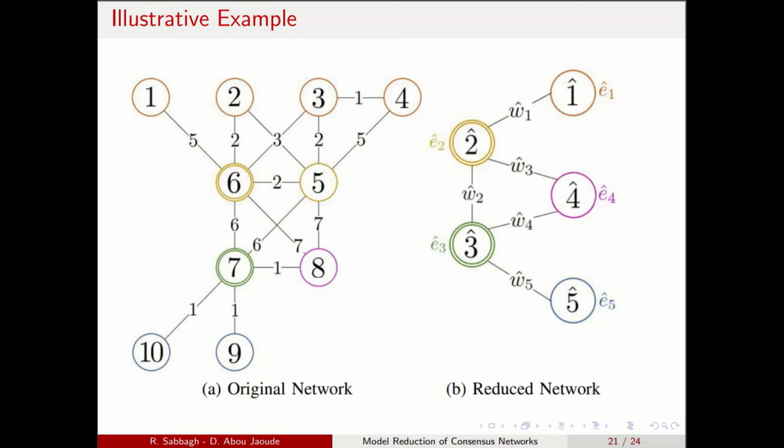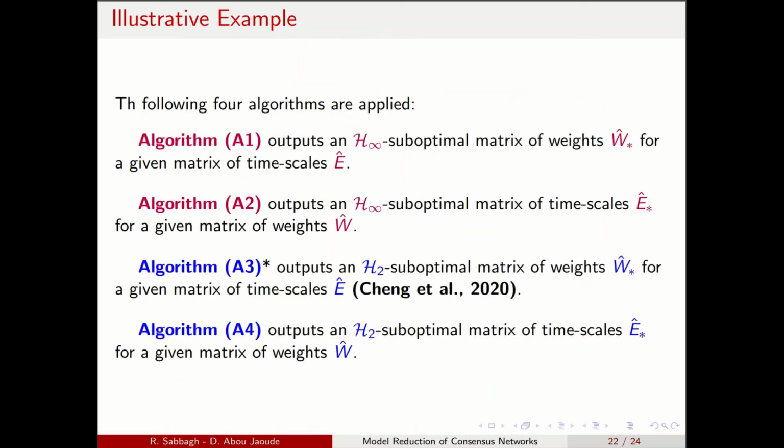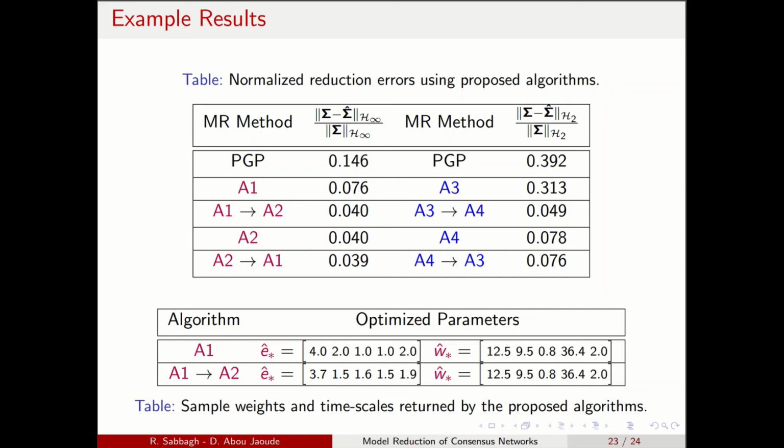Depending on whether we're optimizing the edge weights for fixed nodal timescales or vice versa, a different iterative algorithm is applied, such that a total of 4 algorithms are possible. They're numbered 1 to 4, and they're defined as shown. Algorithms 1 and 2 deal with the H-infinity optimization, whereas algorithms 3 and 4 deal with the H2 optimization. So the results are reported in the following tables.